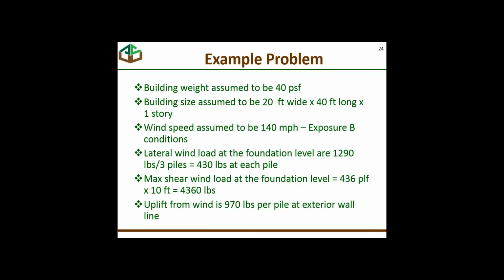So in our particular example problem, just to get down to the numbers, we had a building that weighed 40 pounds a square foot. You see the size. Remember, the wind speed was 140 in an exposure B condition. So when we have a lateral load at the foundation level, then that lateral load is 430 pounds at each pile. The maximum shear wind load at the foundation level, since we've got piles spaced at 10 feet on center, is 4,360 pounds. And the uplift from wind is 970.